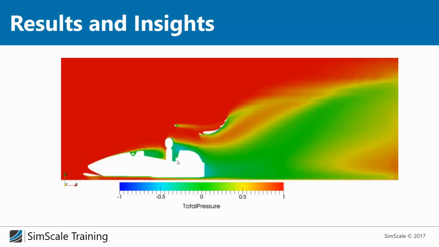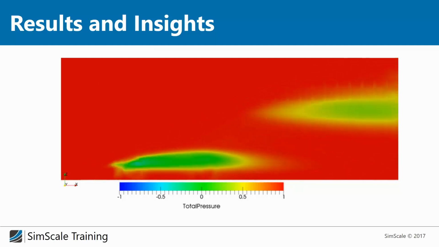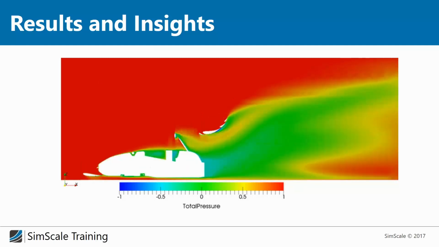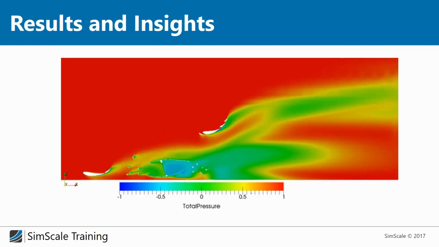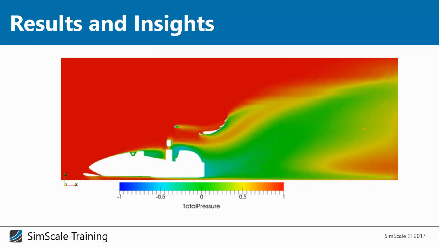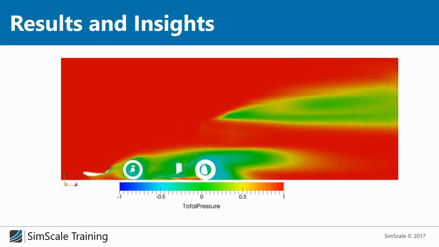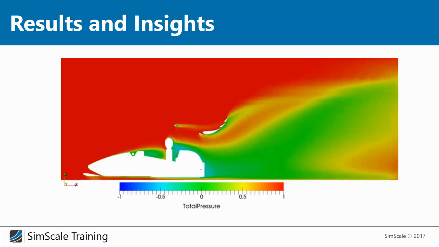Well, so the first thing you can see here right now is a slice of the total pressure in y direction. And so here these colors are representing the energy of the flow, and red means it's a high energy flow, like undisturbed free stream flow, while green and blue are representing wake.